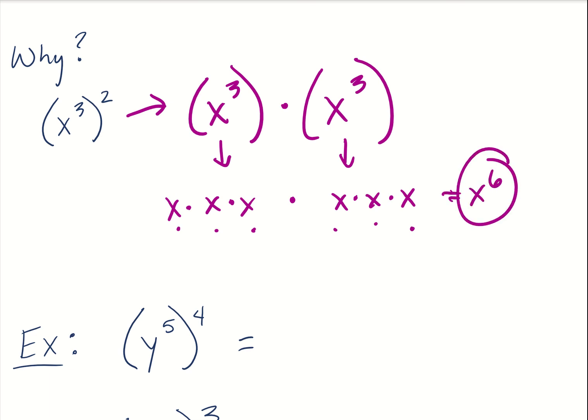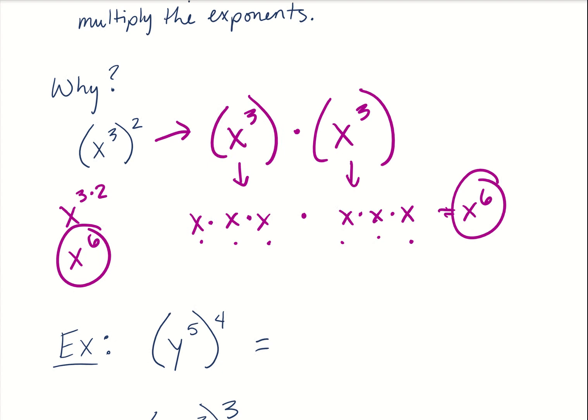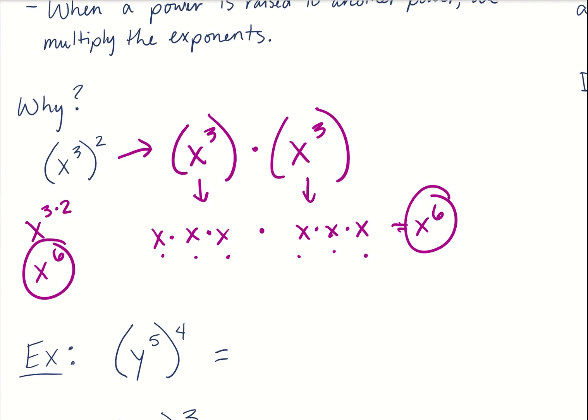If I use the shortcut of just multiplying our exponents together, that would be x to the 3 times 2, which gives us x to the sixth as well. So you can see here that this method works to finding powers raised to a power. All right, and then we will go ahead and move on to these examples below.